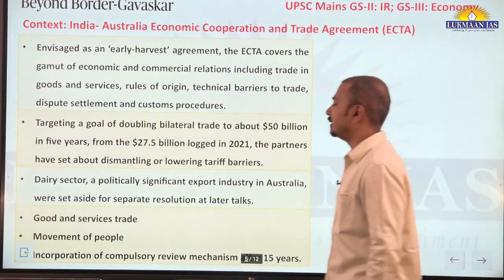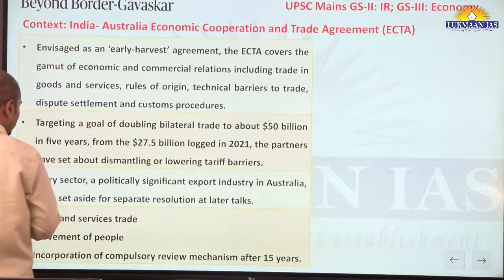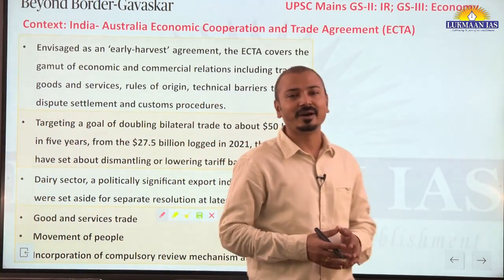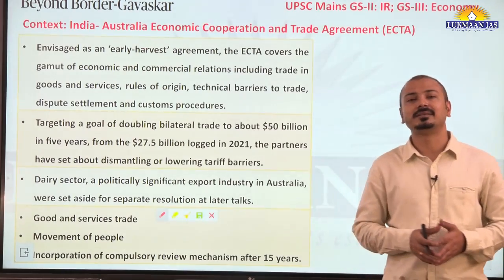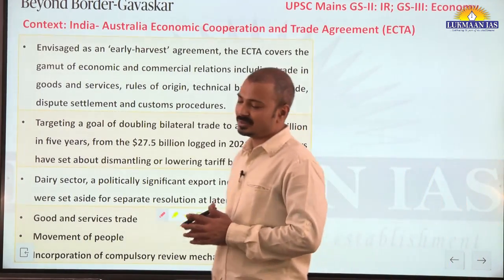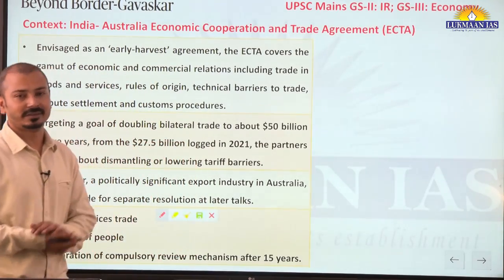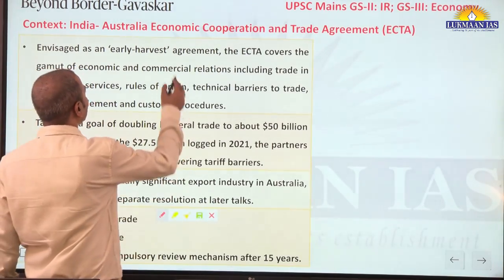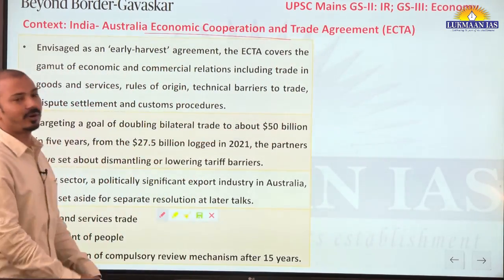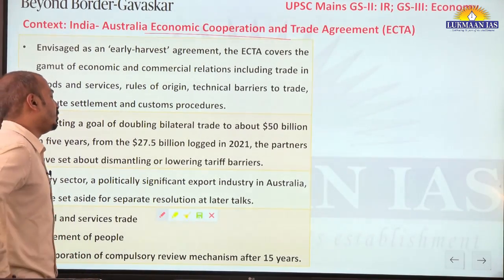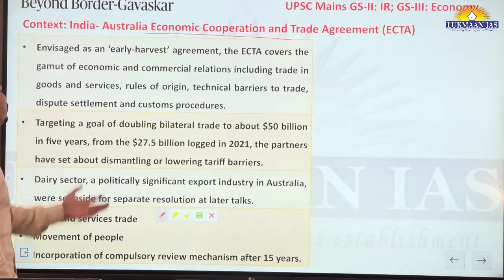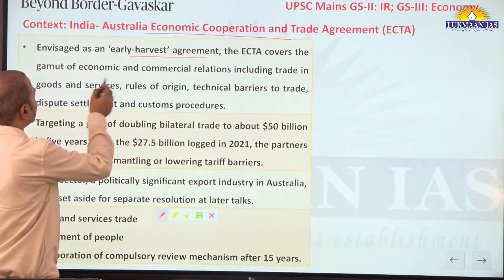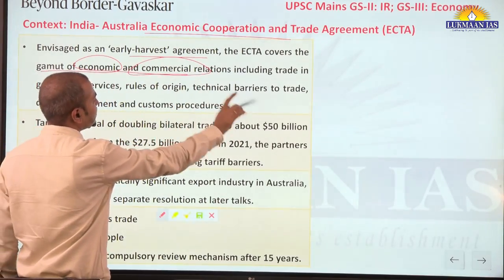Border-Gavaskar. Why the name Border-Gavaskar? We are talking about India-Australia relations, and whenever we talk about India-Australia, largely cricket has been the major area of focus for these two countries. And this Border-Gavaskar Trophy is very important for both countries. Okay, so going beyond the cricket, we have now signed the Economic Cooperation and Trade Agreement. It is being called the early harvest agreement, which will be further modified in future into a full-fledged free trade agreement.